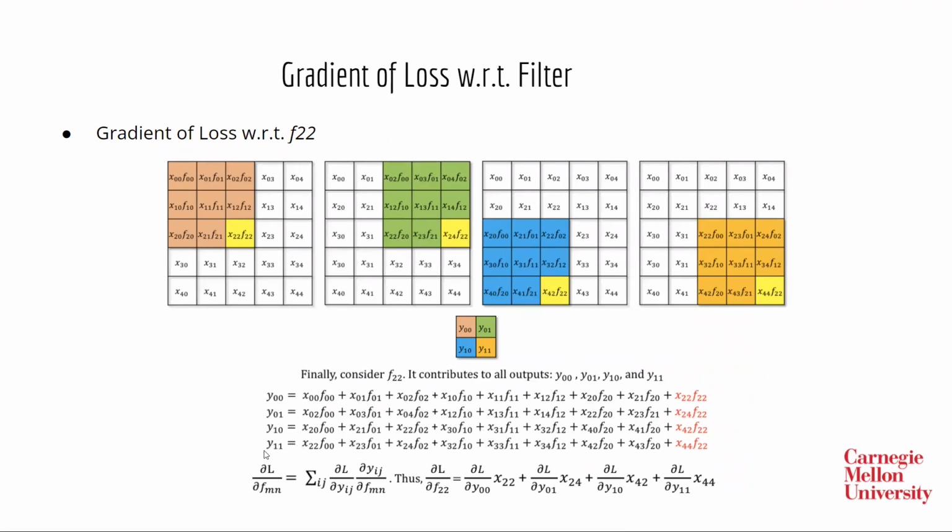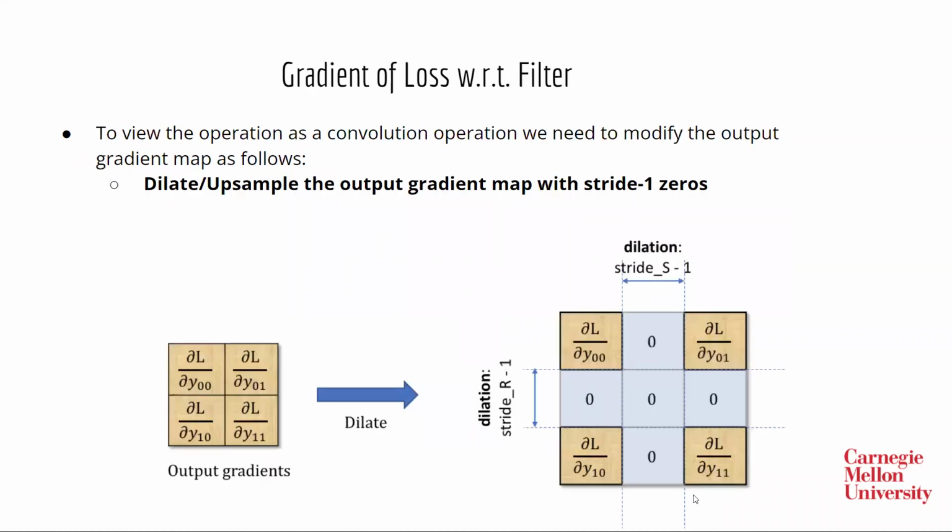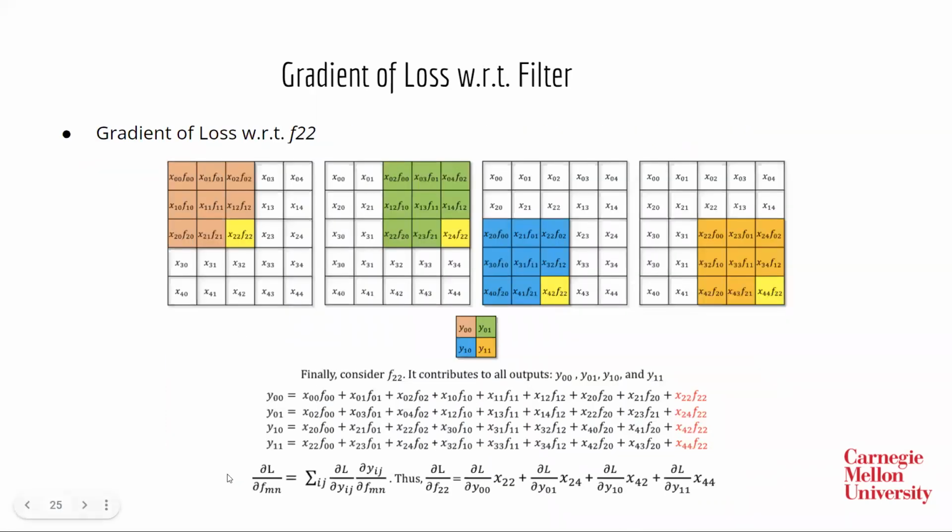So if you can see, you want to find the gradient of loss with respect to F22, right? So you have these 4 terms: gradient of loss with respect to Y00, 01, 10, and 11, right? So this is actually this particular output gradient map. Now you are multiplying each term of it with X22, with X24, with X42, and with X44.